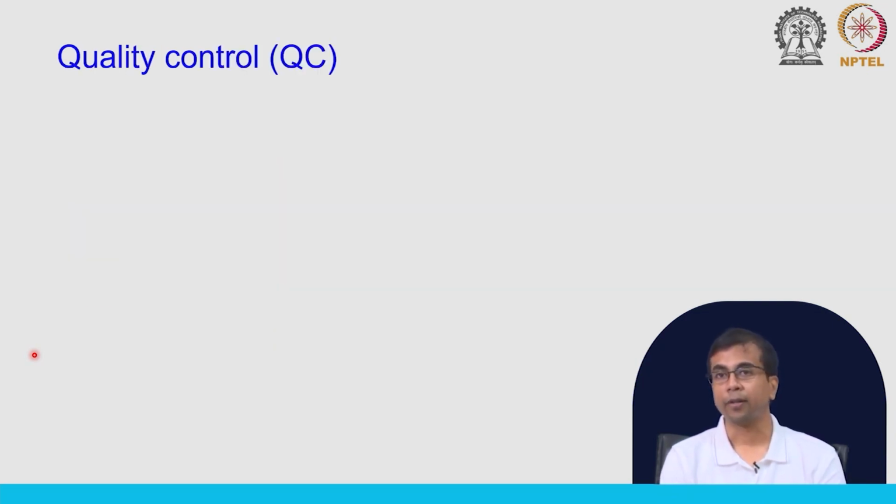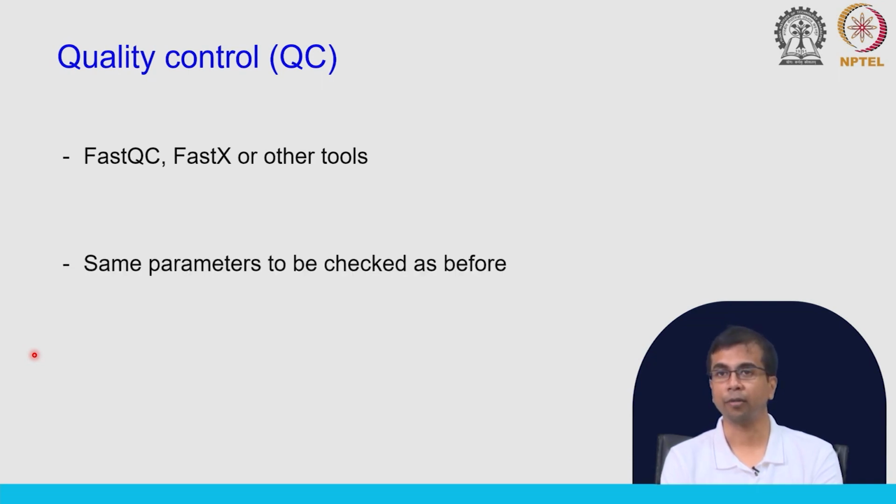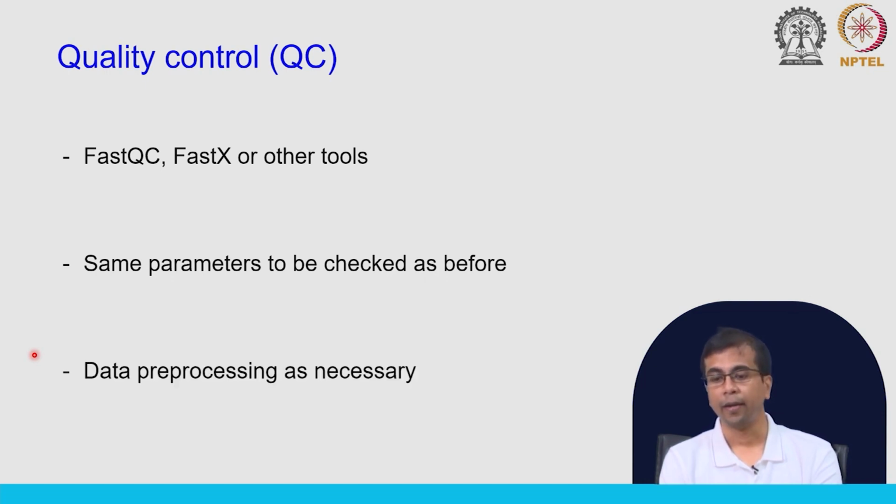And finally, we will talk about the analysis step later on in much more detail, the normalization and analysis. So, coming to quality control, we have FastQC, FASTX or other tools. We have used FastQC already, so I am not going to go into that again. You already know, and given any RNA-seq data, you should be able to do the FastQC check yourself now. We use the same parameters that we have checked before, such as per base read quality, per sequence read quality, adapter contamination, all those things.